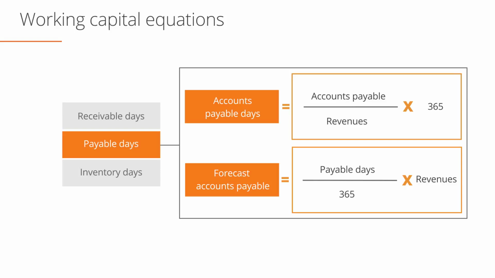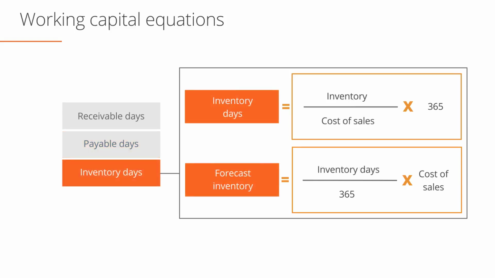The last working capital item to forecast is inventory. The inventory days ratio can be used to link forecast inventories to cost of sales. Once again, if cost of sales data is not available, revenues can be used. The first formula seen here defines the inventory days ratio. The second formula shows how we can use forecast cost of sales and inventory days to forecast inventories.